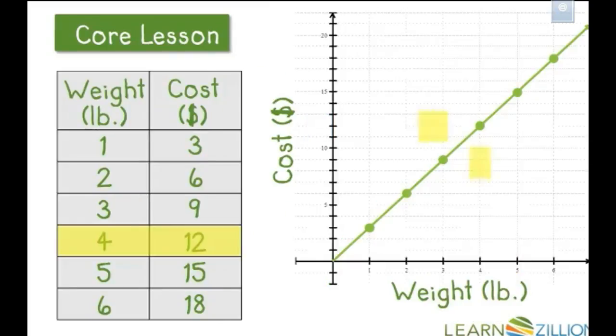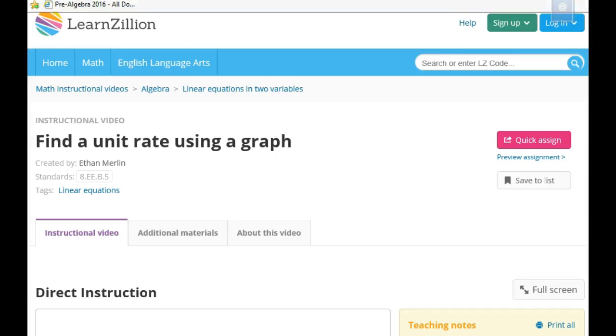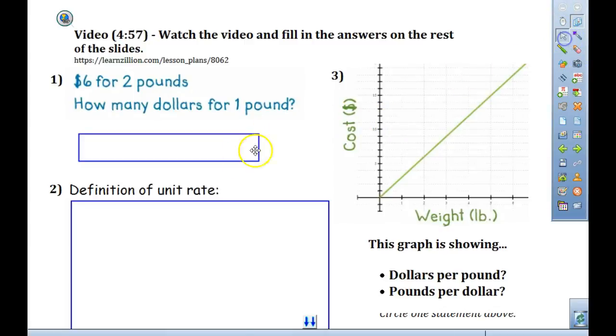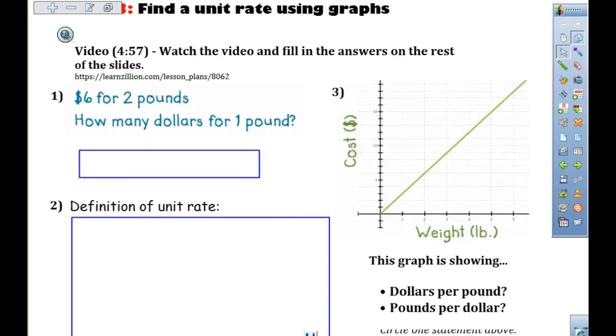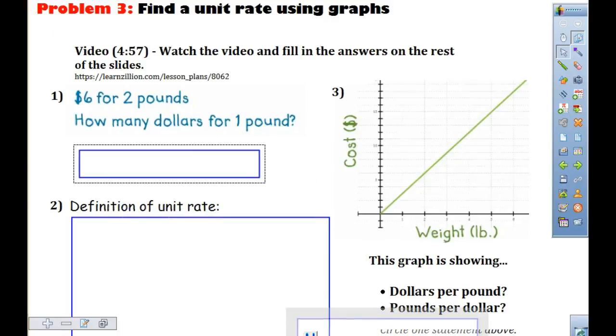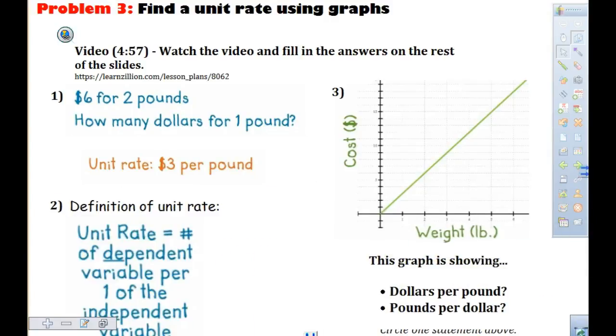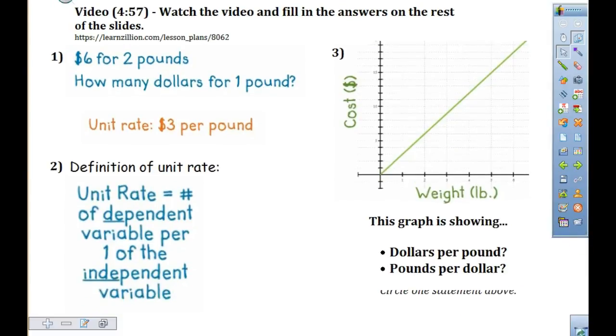So when we are looking at these, as I was looking at your notes, if I go back to problem 3, I should have seen that our unit rate in that one was $3 per pound, and you should have had the definition that they gave us: the number of the dependent variable per one independent variable. You should have circled which one. Which one were we looking at? Dollars per pound or pounds per dollar?